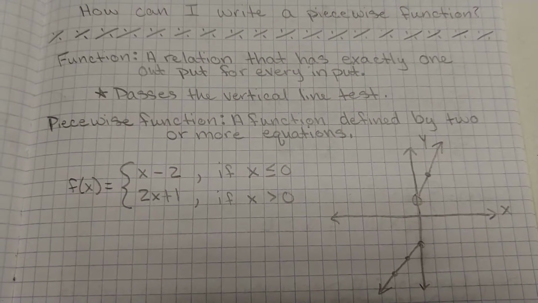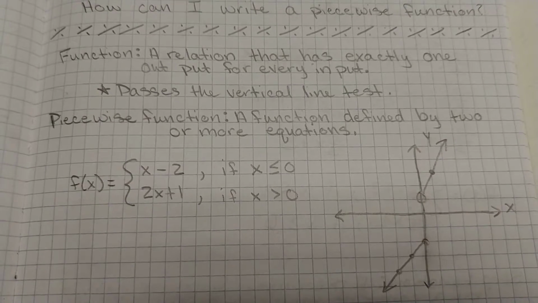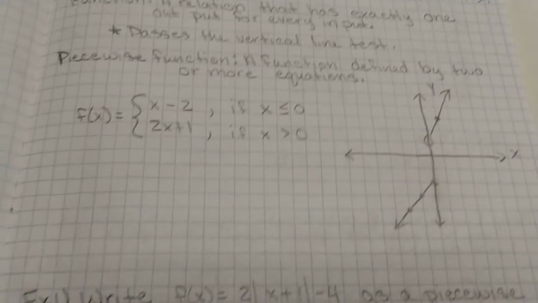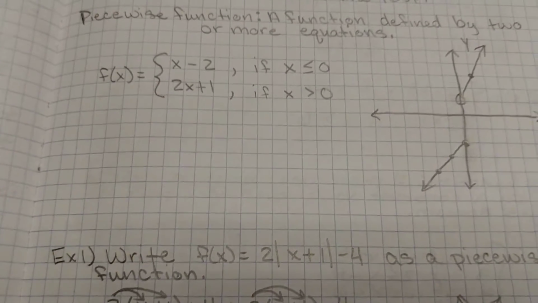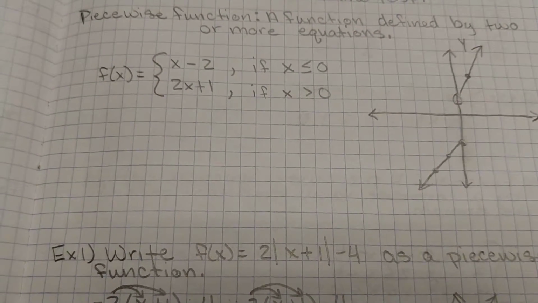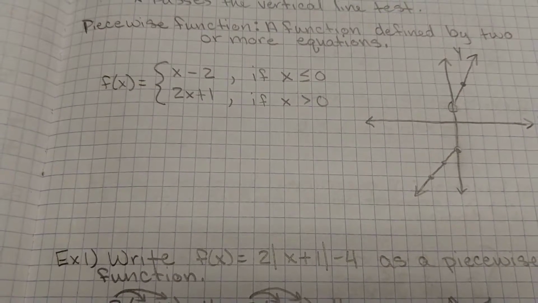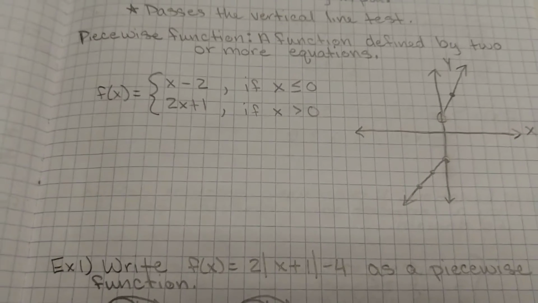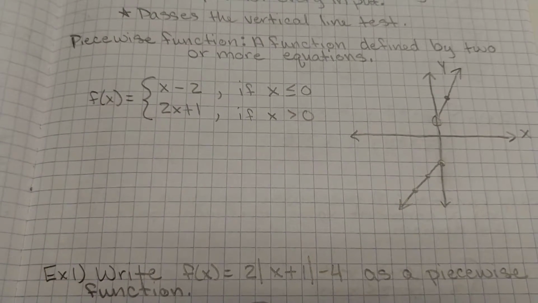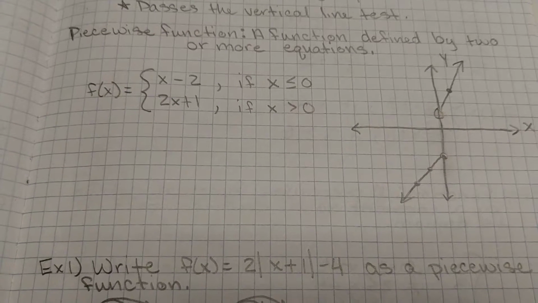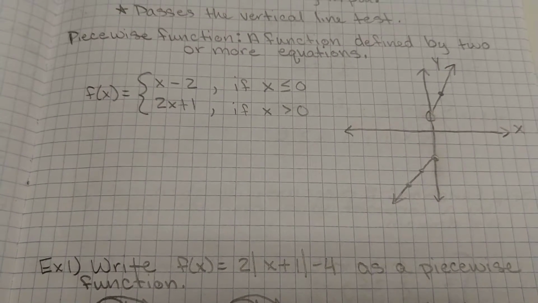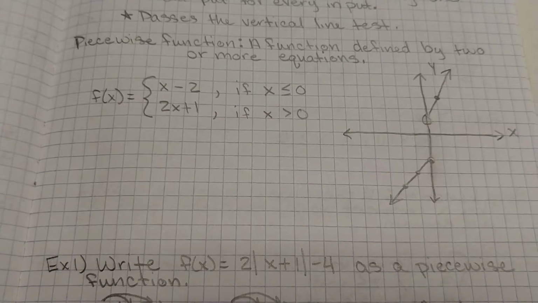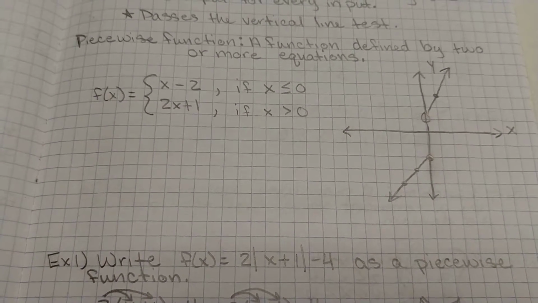So we know that absolute value functions are V-shapes. Our goal for number 1 is to write f of x equals 2 absolute value of x plus 1, minus 4 as a piecewise function. So again, number 1: write f of x equals 2 absolute value of x plus 1, close your absolute value, minus 4 as a piecewise function.